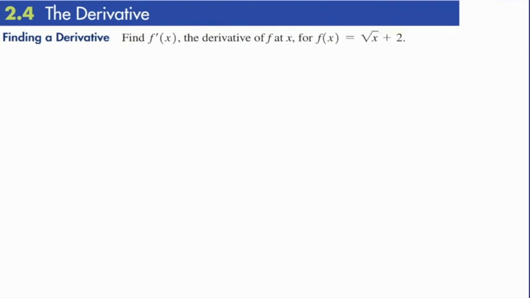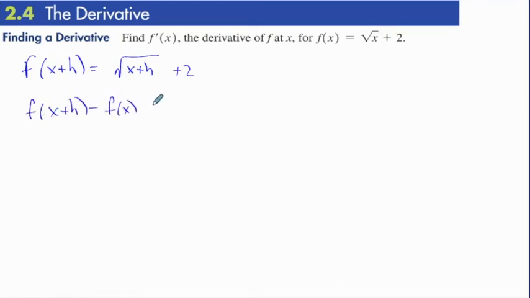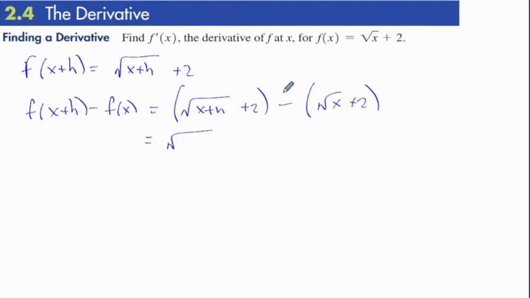Here is an example finding f prime of x, the derivative of f, where f of x is the square root of x plus 2. Once again, we start with f of x plus h, and then f of x plus h minus f of x. And we distribute this negative through the second parentheses. And we see the 2's cancel.